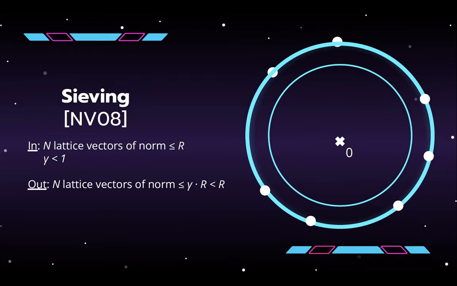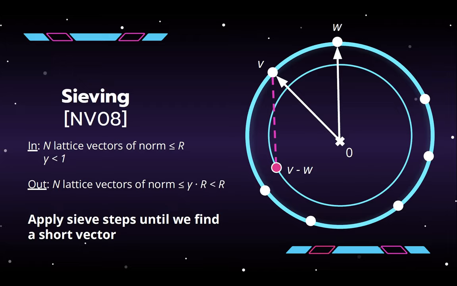So we start with a list of vectors of a certain norm. And at the end of the sieve step, we get a list of shorter vectors. To do that, we check the pairs of the list vectors. And if they are close in angle, their difference has a shorter norm. So we repeat this step again and again. We apply these steps to get shorter and shorter vectors. And after a few steps, we can get a very short vector, which we hope is the shortest vector of the lattice.